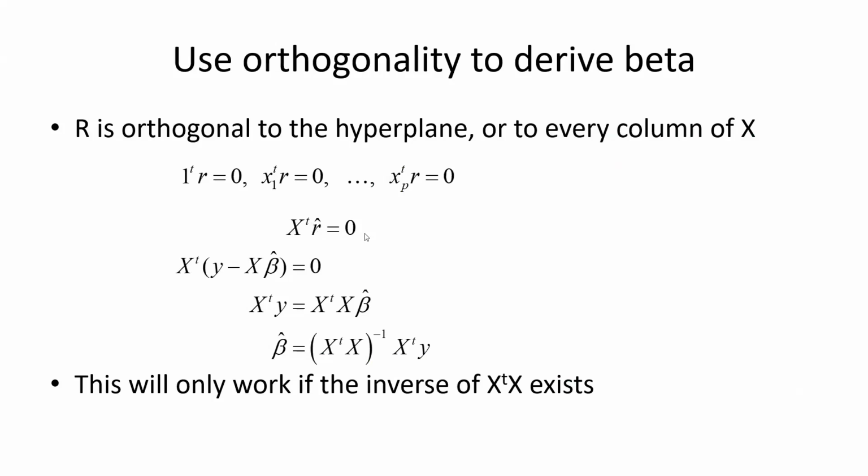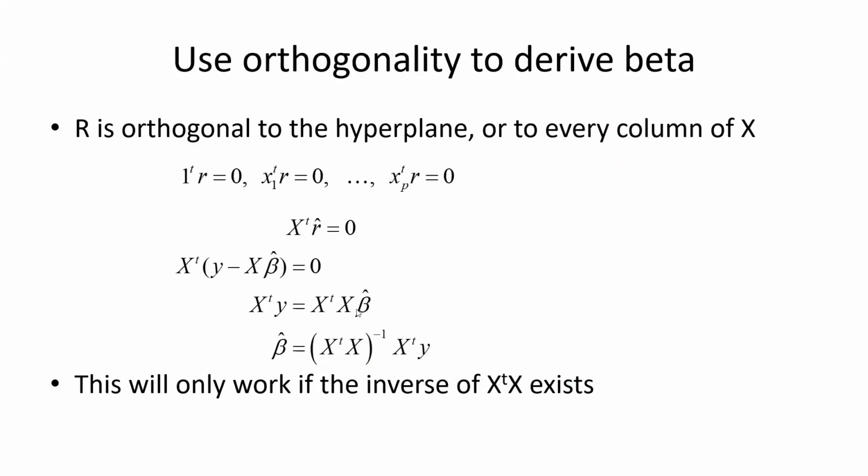Now I have my condition and I'm replacing the vector r with y minus x beta hat. And our goal is to find beta here, right? So I've just replaced the residual because I know y equals x beta plus residual, or the other way, residual hat equals y minus x beta. So I have now an expression. I multiply out. I have x transpose y minus x transpose x beta. Put this on the other side, x transpose x beta.